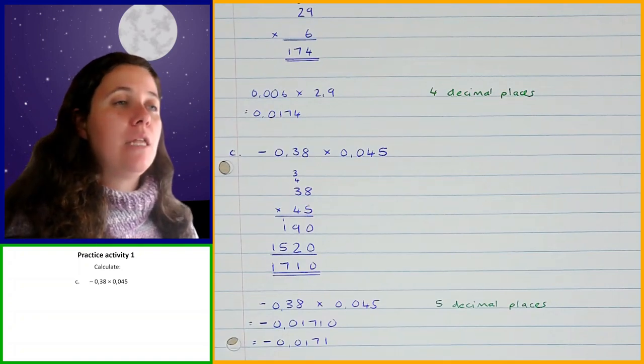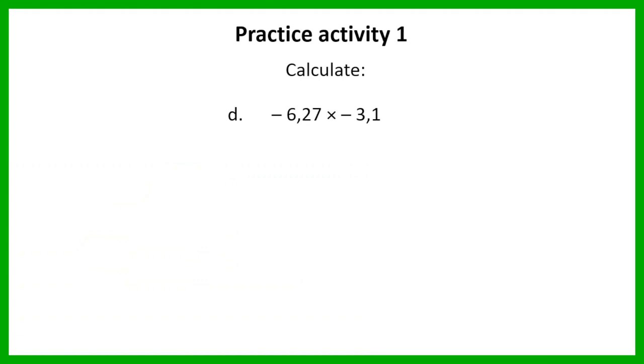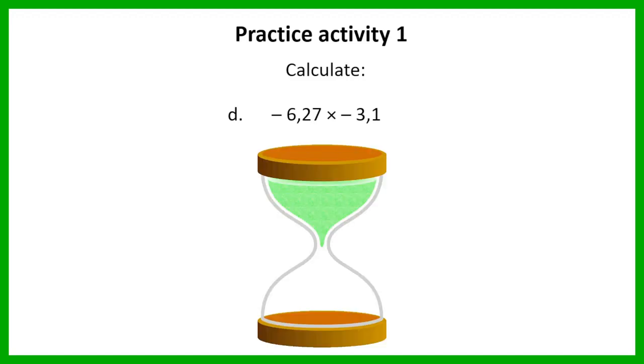Then question D, the last multiplication one we're going to be doing today, is this one over here. You've got negative 6.27 multiplied by negative 3.1. I'm going to give you 2 minutes for this question as well.